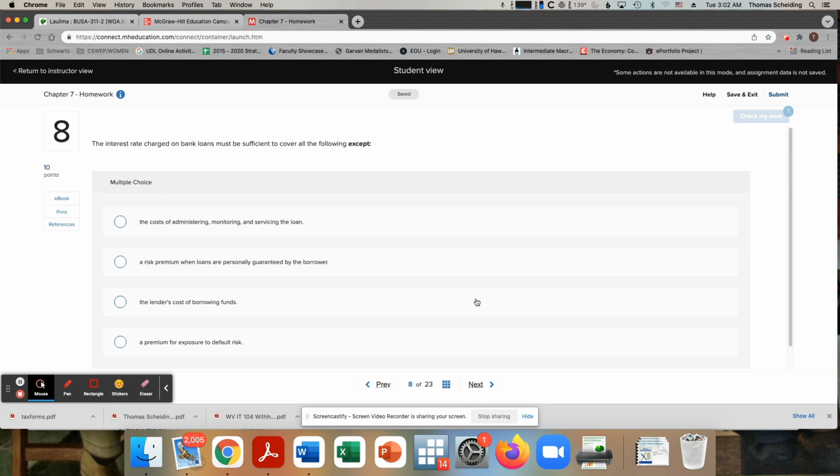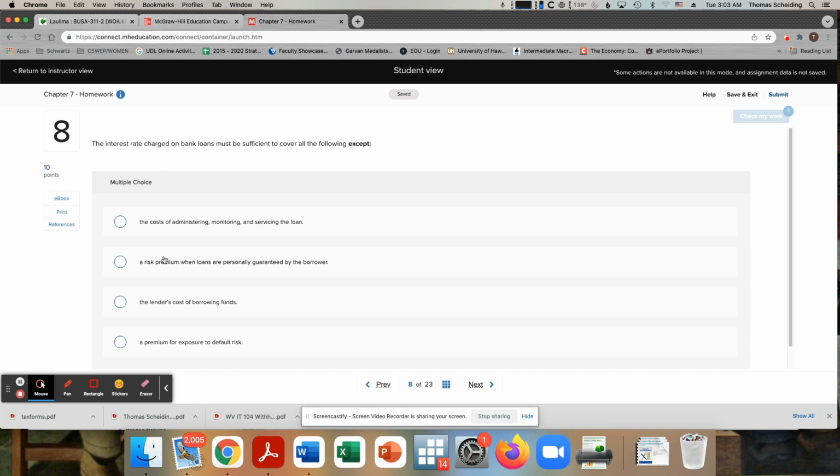What does the interest rate... how high does it need to be? Does the interest rate need to cover the cost of administering, monitoring, and servicing the loan? Yeah, the bank is a business and it has to cover its expenses.